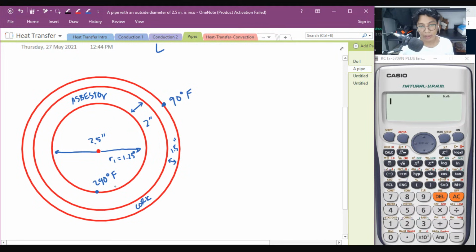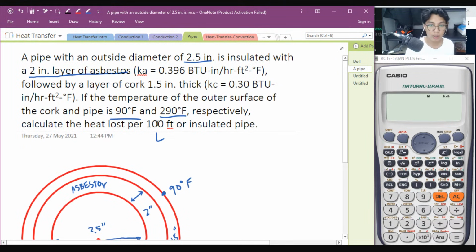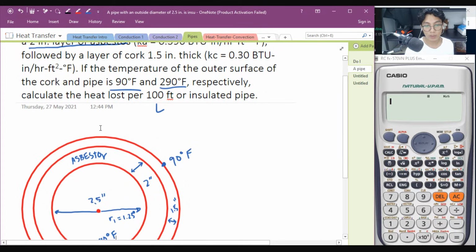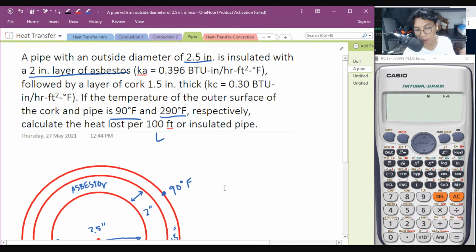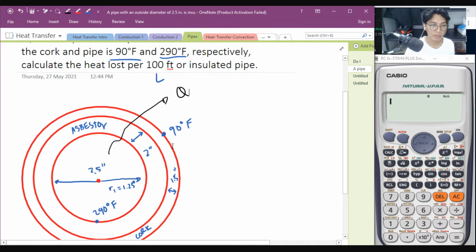Okay? What will be, again, class, what will be the heat lost per 100 feet of the insulated pipe? So, the length is 100 feet. Okay? Meron tayong heat transfer na nangyari dyan. Okay? Q. Dito asbestos, asbestos.